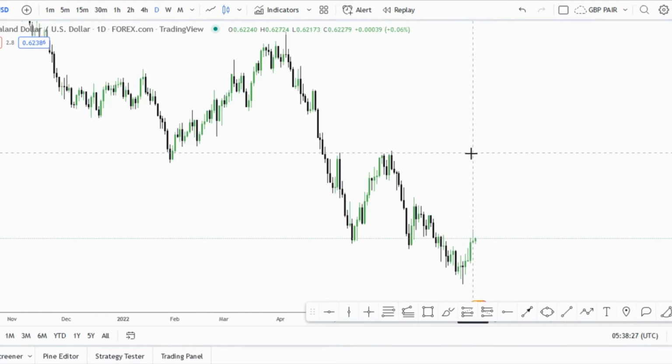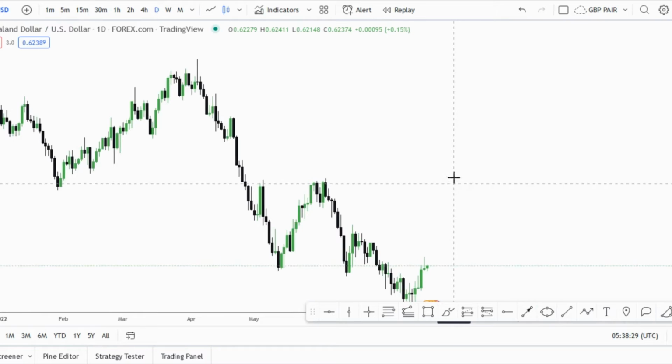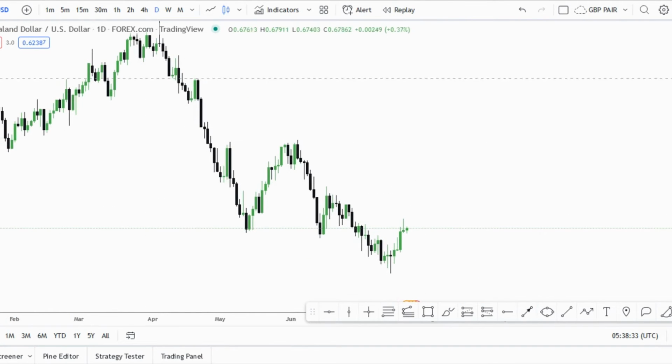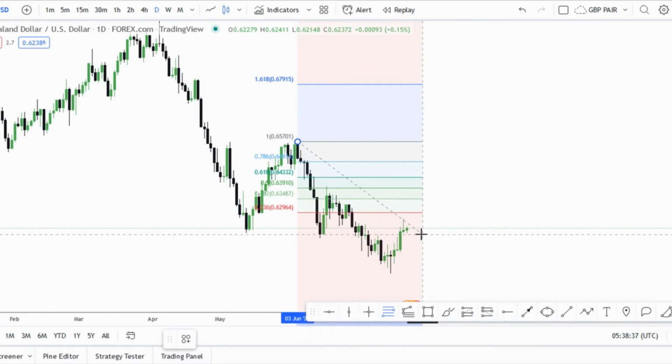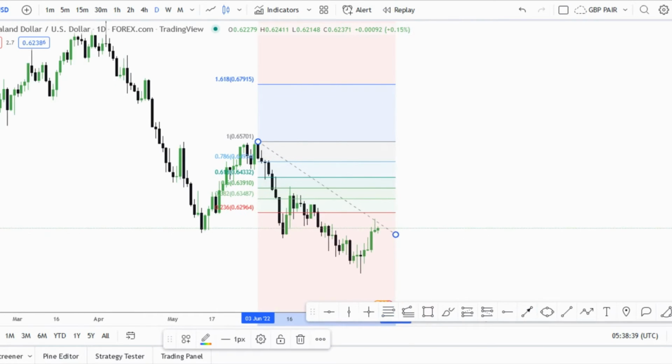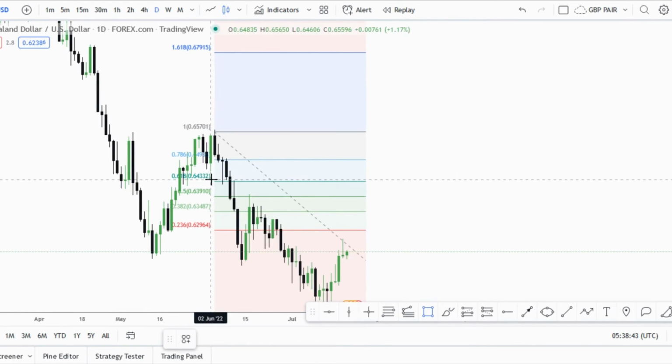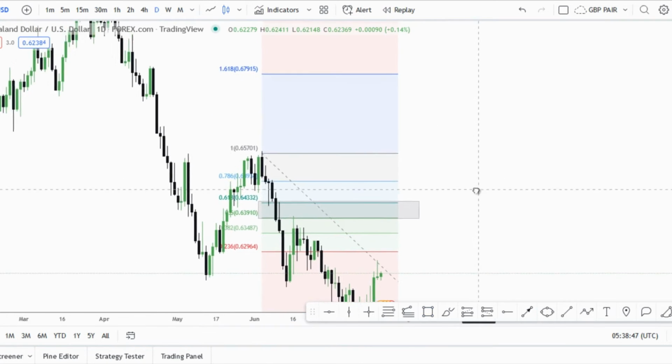Okay, so now this is what is happening here. When I saw this, I took my Fibonacci from here to here. You can see price came just very shy of the zone, a little bit before taking a plunge to the downside.